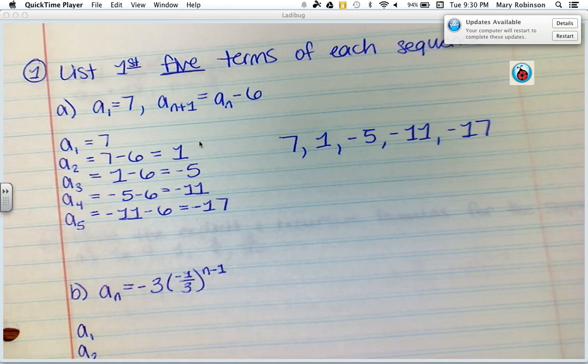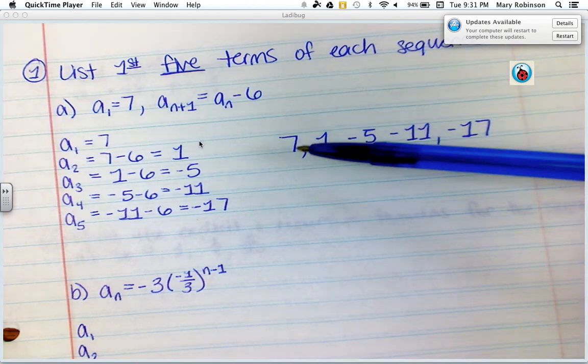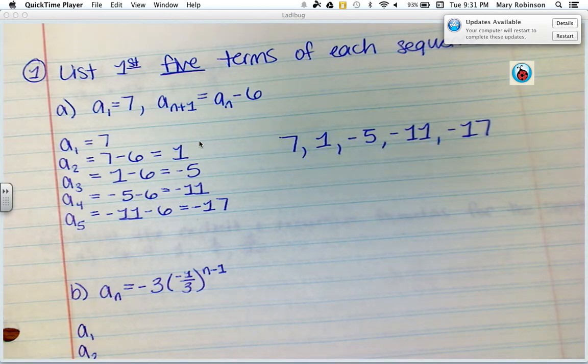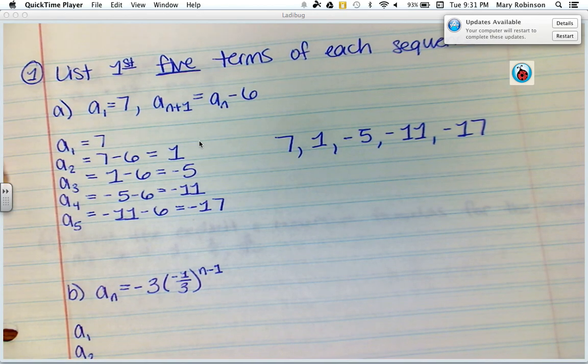So you only have to go to the 5th term. If you put 6 terms, you're going to get points counted off because it says 5 terms. They give you the first term, so you just have to find the next 4. That's all you have to do. Alright, so let's take a look at B then.